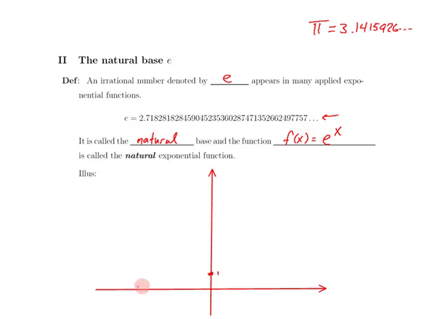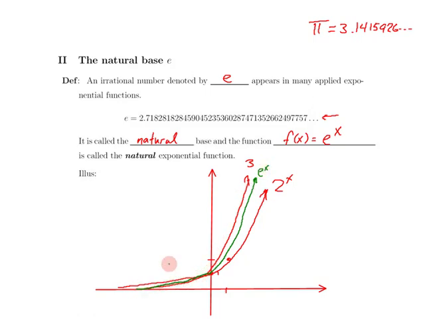Now, if we were to look at f equals 2 to the x, we see a curve that looks like this. If we looked at 3 to the x, we would see a curve that goes through here and looks something like this. So where is e to the x? Well, e to the x is somewhere in between here, and also somewhere in between here. That's an estimate of what the graph looks like because e is between 2 and 3.